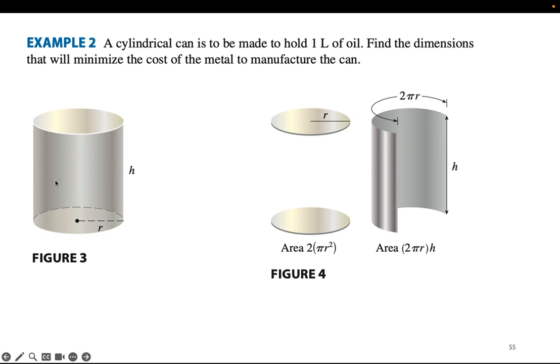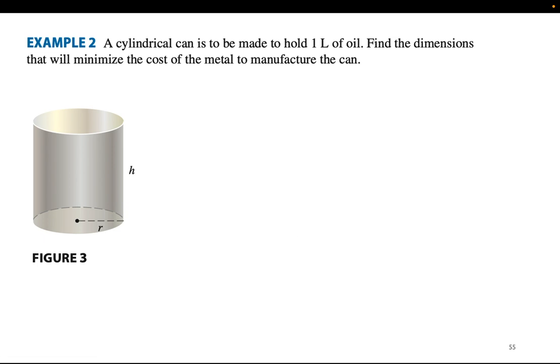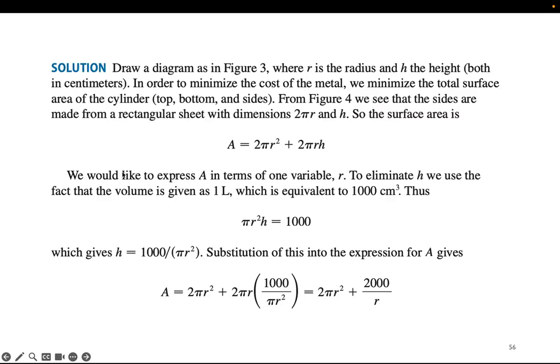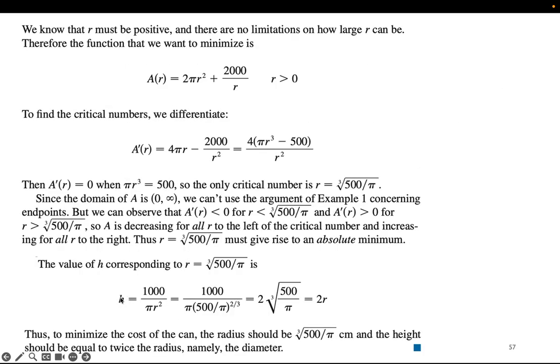And that makes sense, right? When you want to minimize something, you want to make it as square as possible. You don't want it to be super long like a Red Bull can, because that's not as efficient. You also don't want it to be so flat like a pancake. That's not efficient either. So the one in the middle is the most efficient, the square one. This shows that the height must be 2 times the radius. The diameter and the height must be the same for this to be cost minimizing.